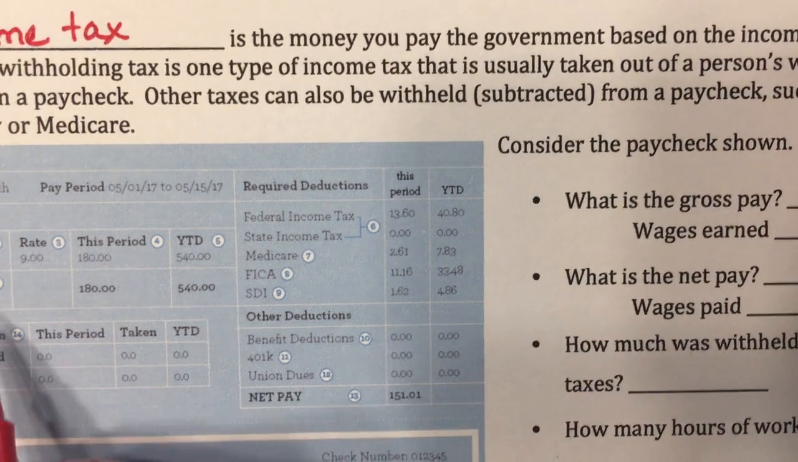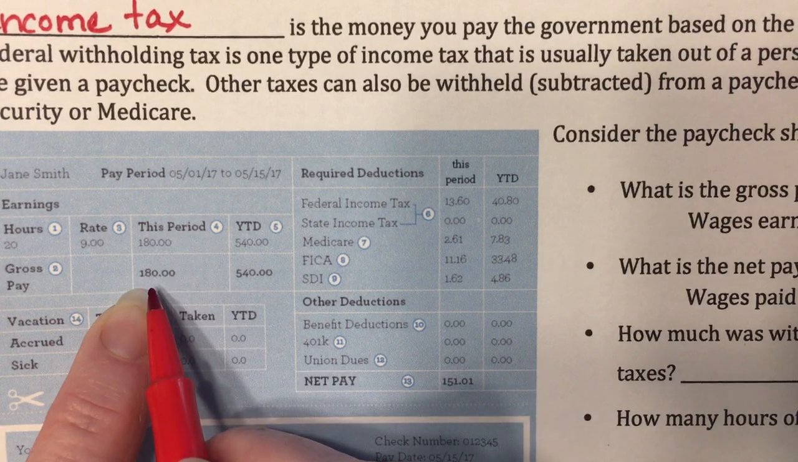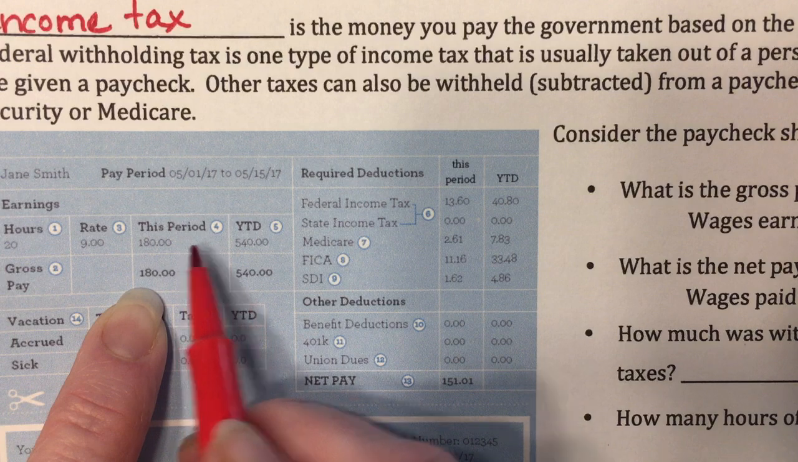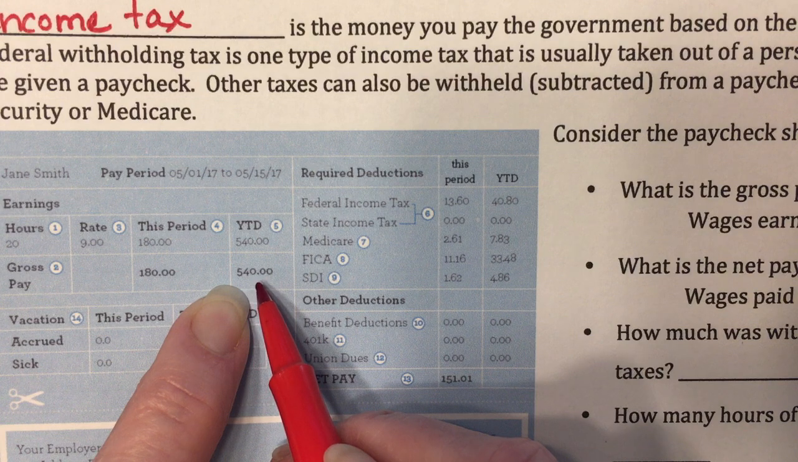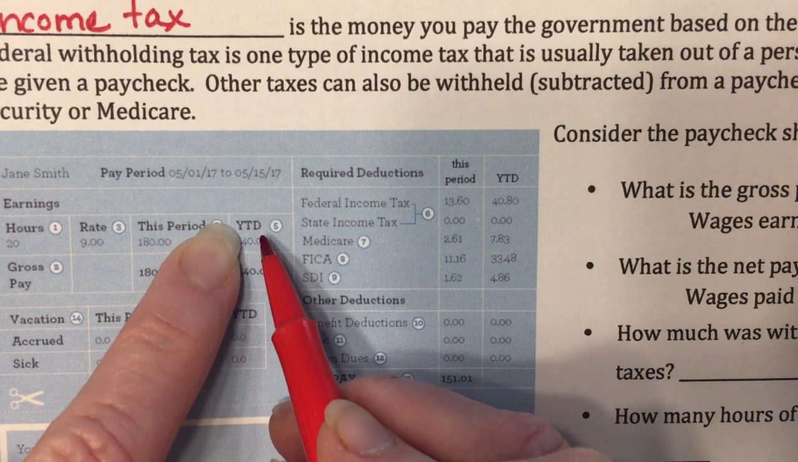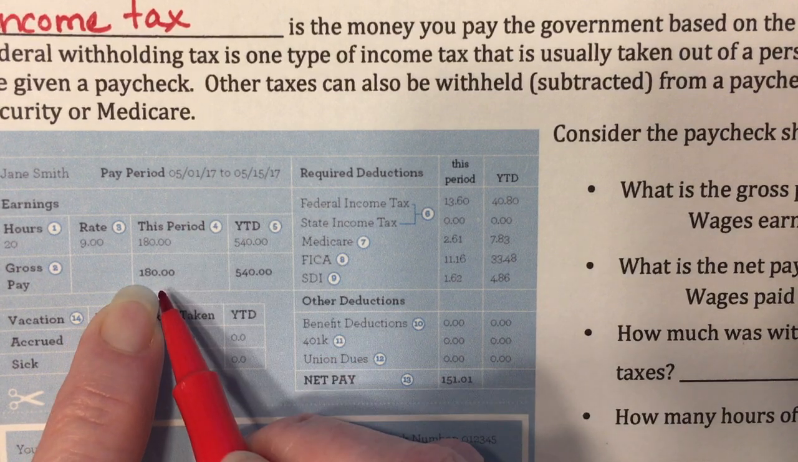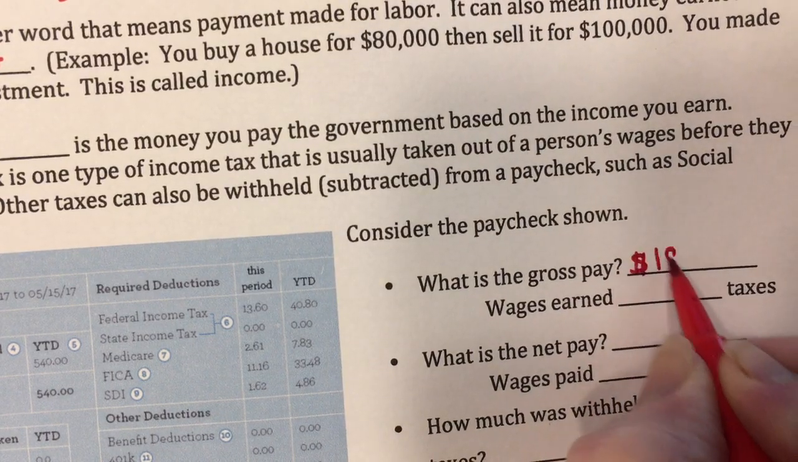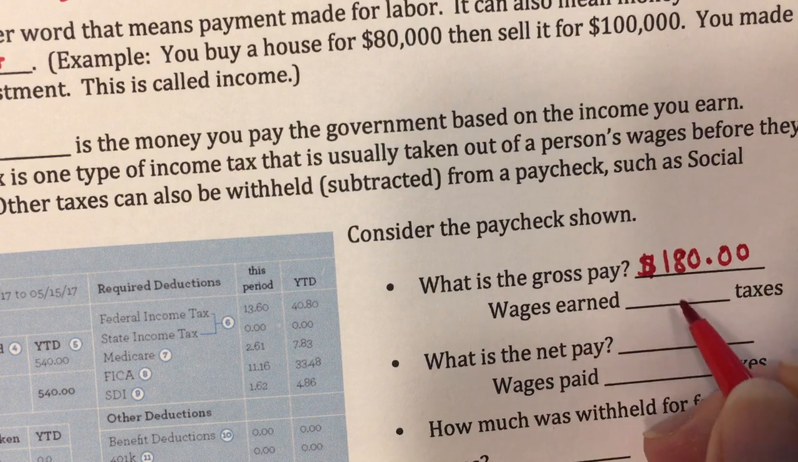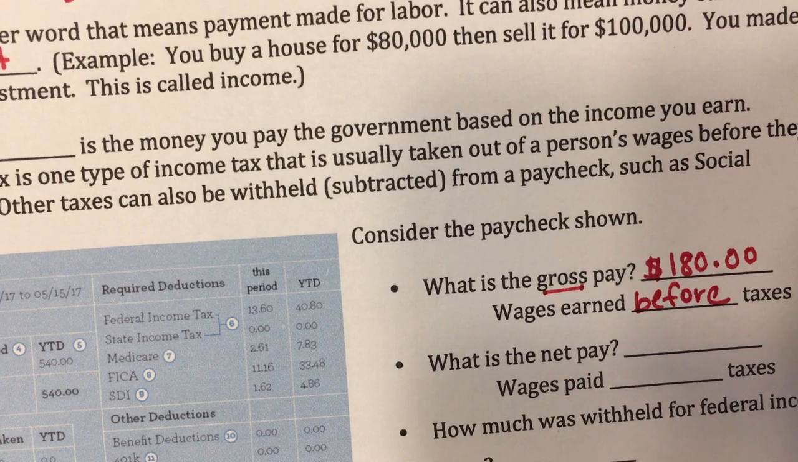But if we go over here and look at gross pay, you can see that there's actually two amounts. One of them is $180, but that's underneath this period. And then under here, the YTD stands for year to date, which is $540. So the year to date is telling us what she's made for the entire year so far. For just this 2-week period, she made $180. All right, so we want to put that down, $180. And these are the wages she earns before her taxes. Okay, so the main thing about gross pay is it's what you earn before they take any taxes out.